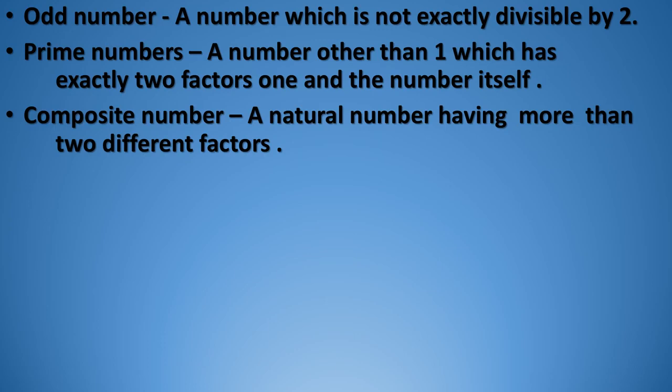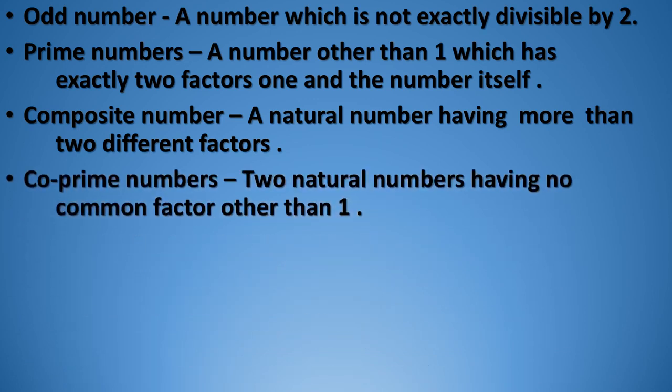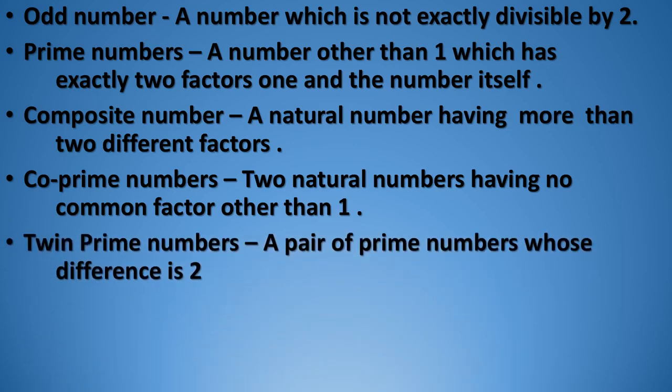Coprime numbers. Two natural numbers having no common factor other than 1. We will find out the factors. Suppose we have two numbers and we have to check whether they are coprime or not. How will we check? We will find out the factors of both the numbers. Then we will see which factors are common among these two. If the common factor is only 1, then we can say that the given two numbers are coprime numbers. So two natural numbers having no common factor other than 1 are called coprime numbers.